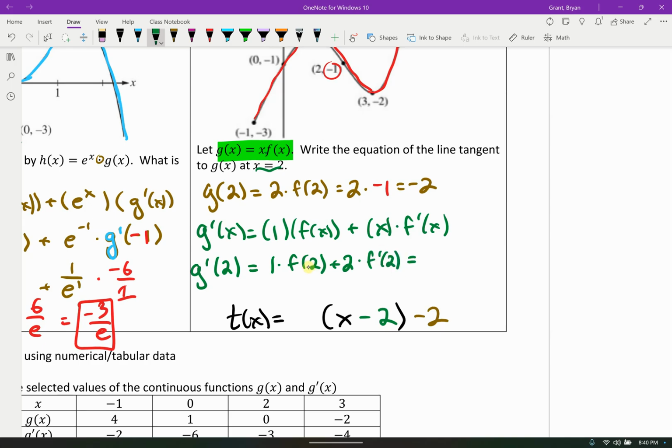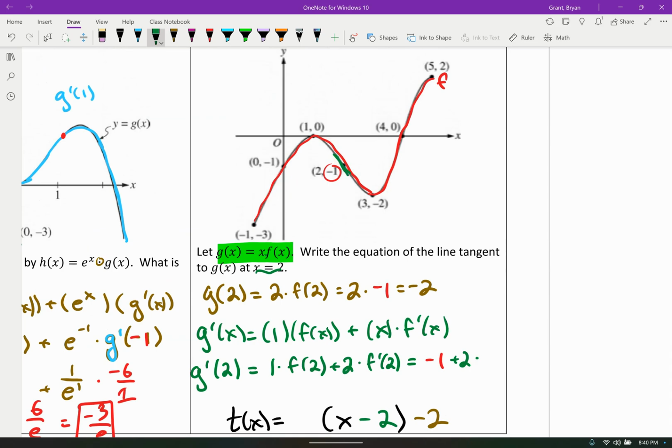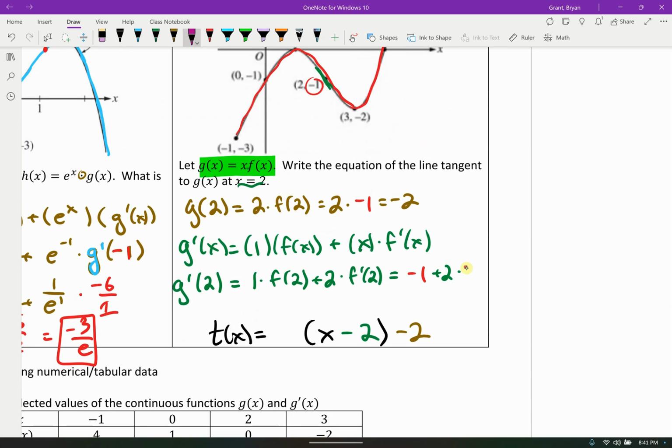Okay, well, f of 2, we already found. F of 2 is negative 1. And then we have plus 2 times, and then f prime of 2. How do I figure out how steep it is there? Oh, but didn't they give us, they gave us that information at the top. The steepness, or the derivative at 2, is negative 2. Okay, so that'll be a negative 2. And so cleaning this up, or finishing it off, we have negative 1 minus 4, which looks like negative 5. Nice. And we have our tangent line.